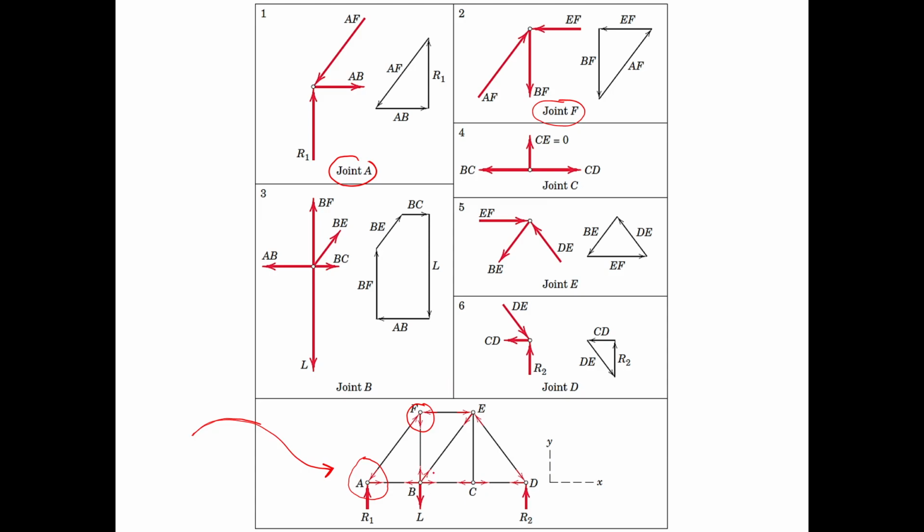Okay, so if you go to joint B, 1, 2, 3, 4, 5, you're going to have 5 forces at joint B. So this is the FBD of joint B. And since you have 5 forces, and since it's in equilibrium, you're going to create an enclosed force polygon. If it's 3 forces, like joint A and joint F, you only have a force triangle.